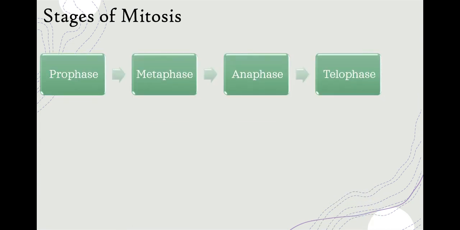Stages of mitosis. So there are 4 stages. Well, you will see at the end there are actually 5. So the 4 stages are prophase, metaphase, anaphase, telophase. I usually like to think of it as PMAT. If you remember the acronym PMAT, then you can remember prophase, metaphase, anaphase, telophase.